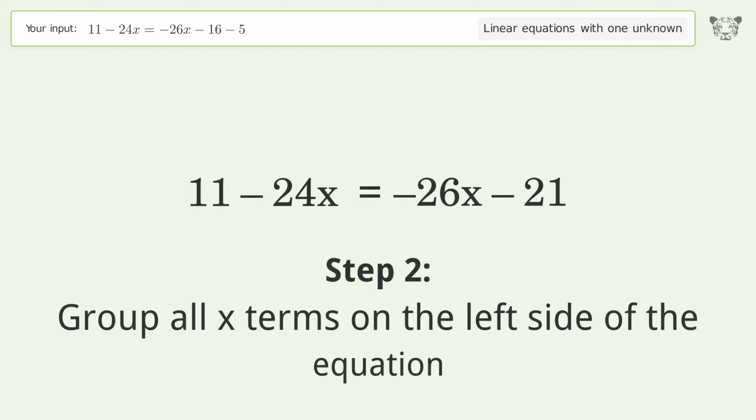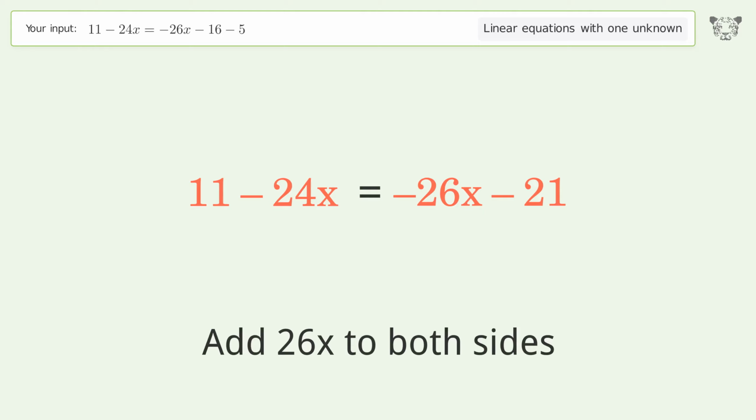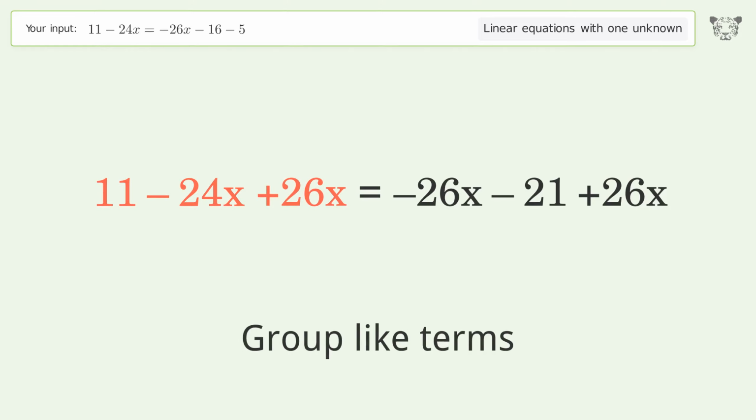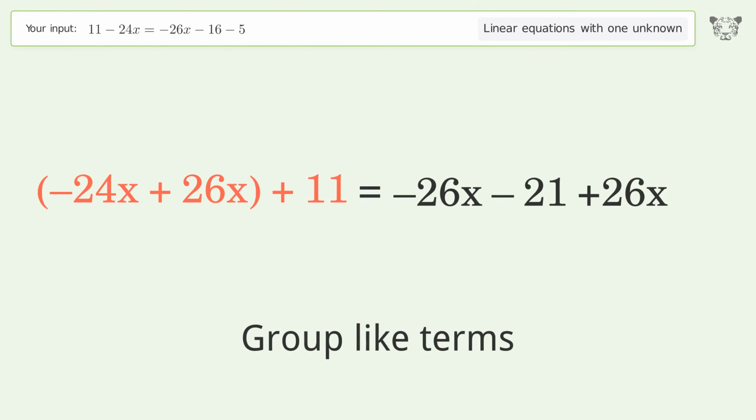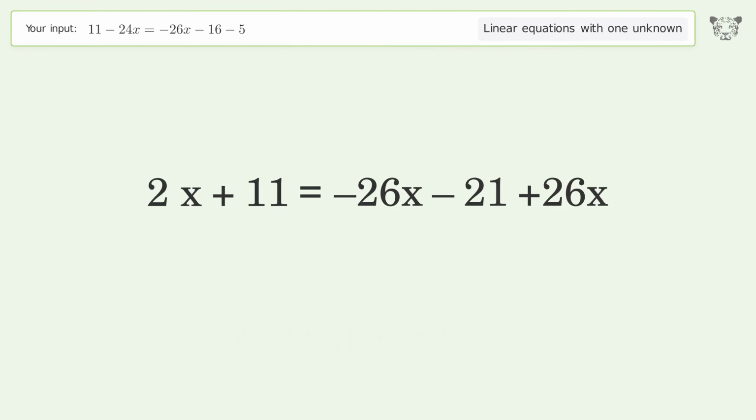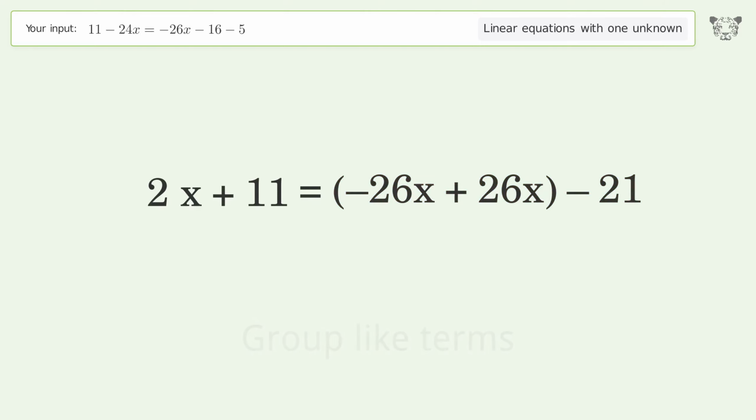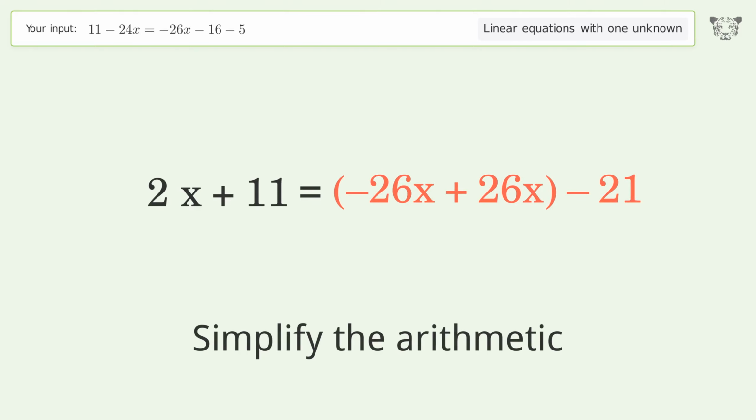Group all x terms on the left side of the equation. Add 26x to both sides. Group like terms. Simplify the arithmetic. Group like terms. Simplify the arithmetic.